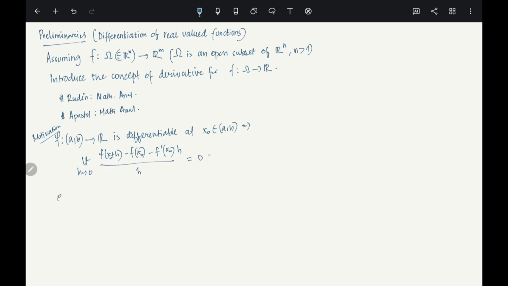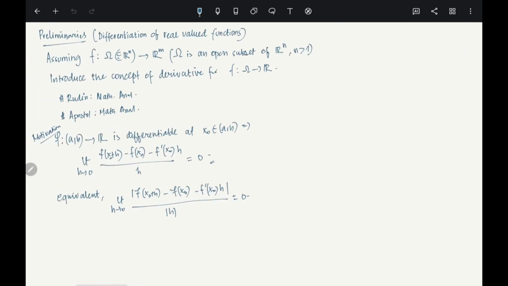Now the equivalent form: this expression is equivalent to the limit as h tends to 0 of [f(x0 + h) minus f(x0) minus f'(x0) acting on h] divided by the modulus of h equals 0. If I put a modulus here, nothing changes. I am going to use this idea to motivate my definition of derivative for a real valued function.